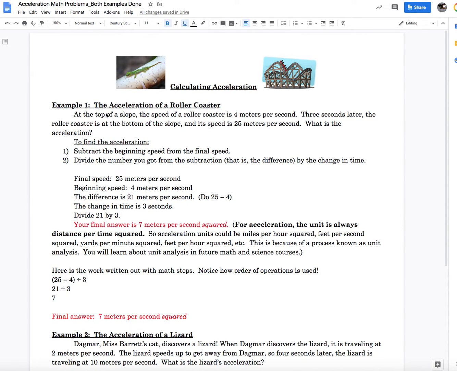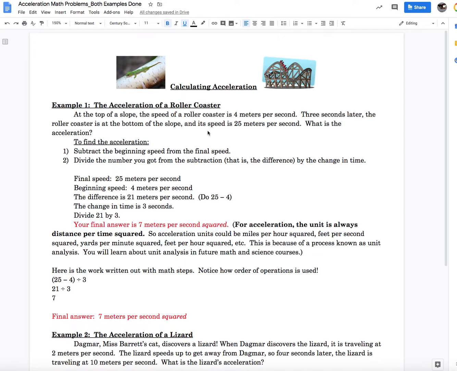For example 1, the acceleration of a roller coaster. At the top of a slope, so right up here for example, the speed of a roller coaster is 4 meters per second. 3 seconds later, the roller coaster is at the bottom of the slope, right over here for example, and its speed is 25 meters per second.